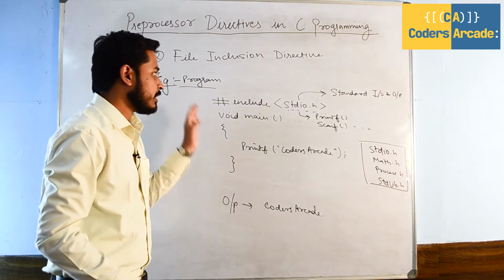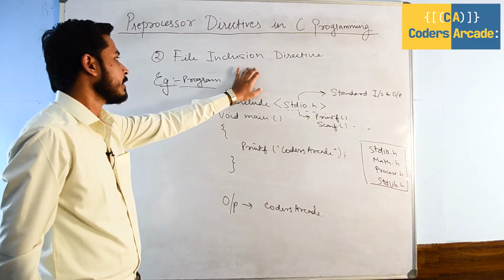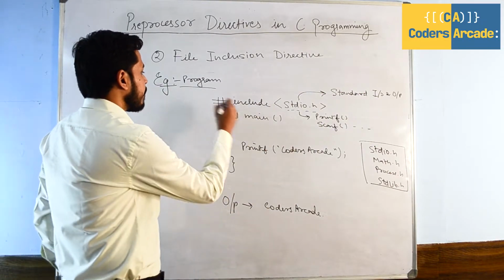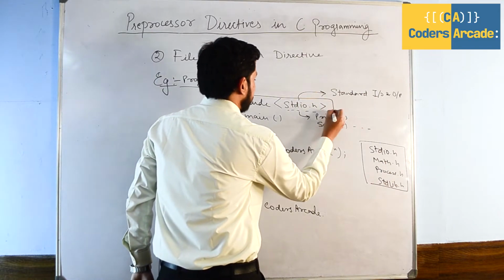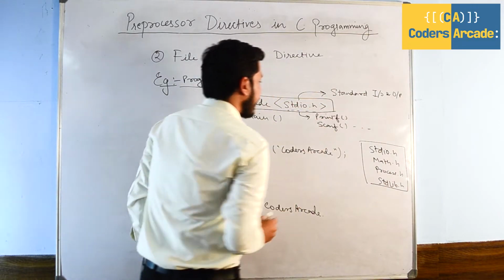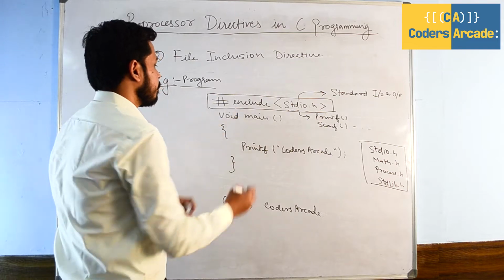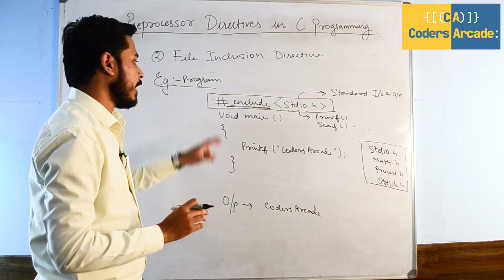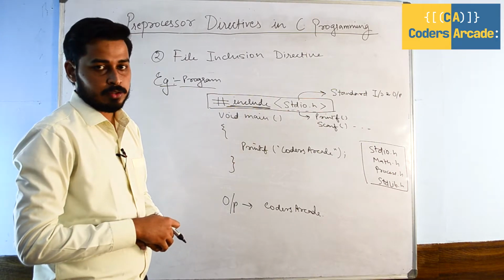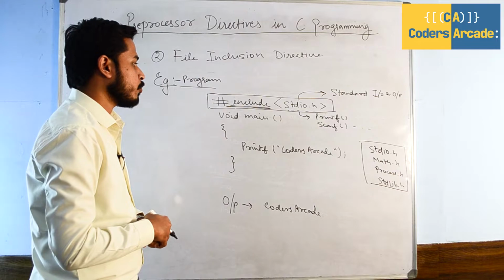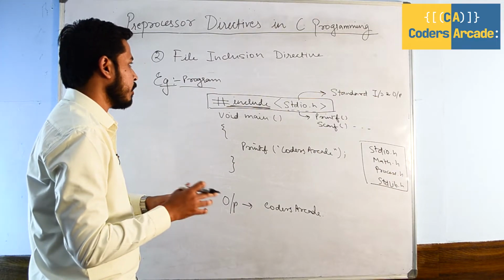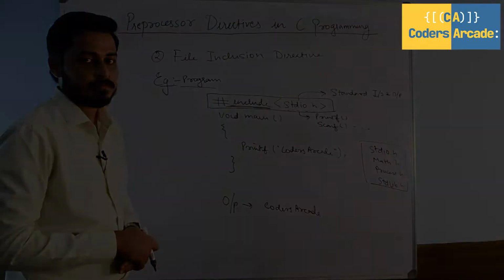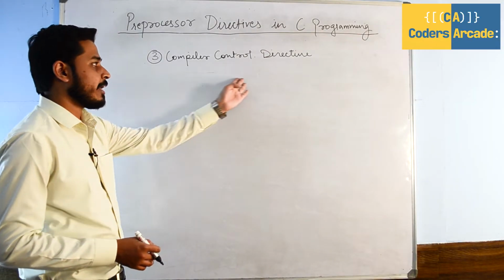All right, so with this we have completed our second type of preprocessor directive, which is file inclusion directive. Our main point of focus in this one is this hash include stdio.h. So hash include is the main file inclusion directive. Now let's move on to our next and final one, which is compiler control directive. So now let's talk about compiler control directive.